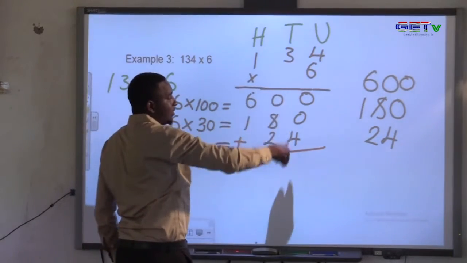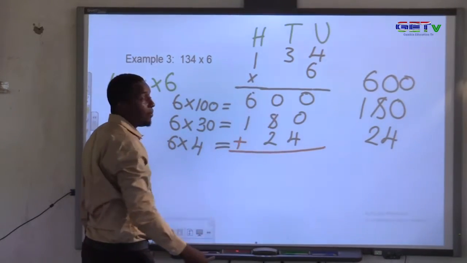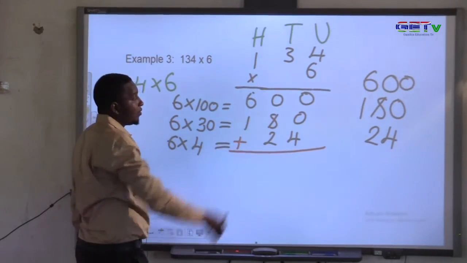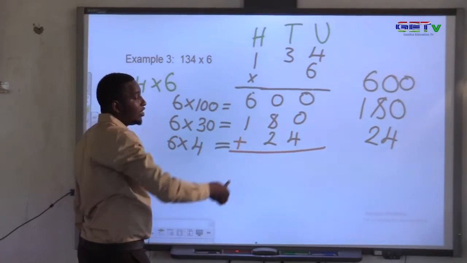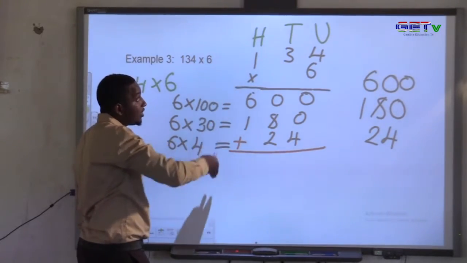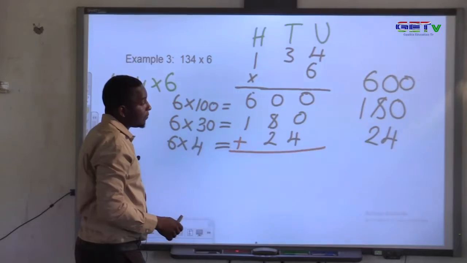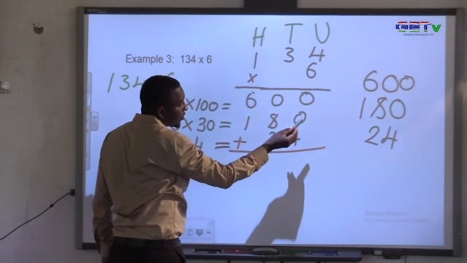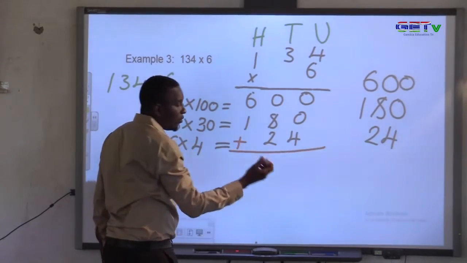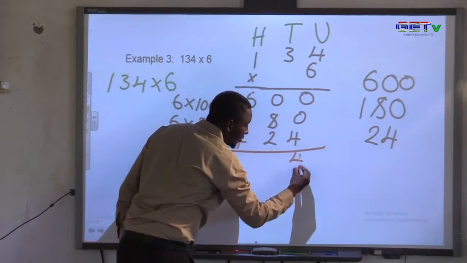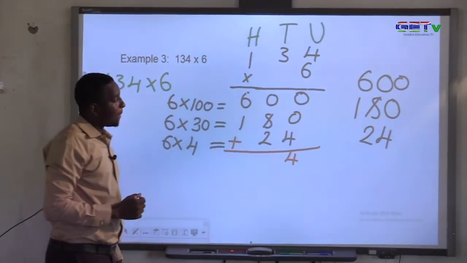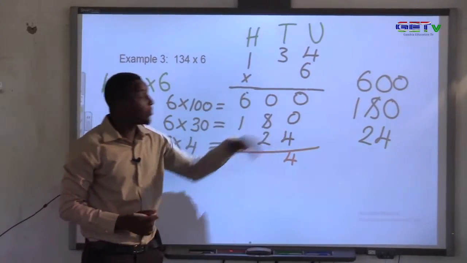We are going to add the digits under the unit column together. As I said earlier, we are going to add the digits under the 10th column together and also the digits under the 100th column together. So 0 plus 4 will give us 4. They are all under the unit column.